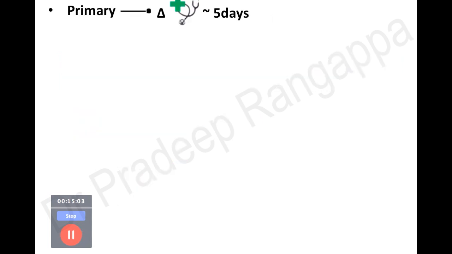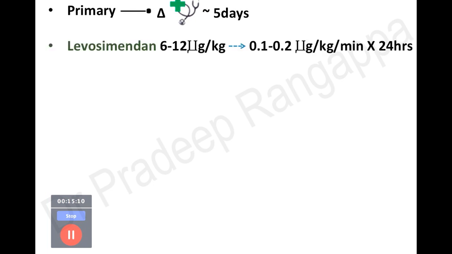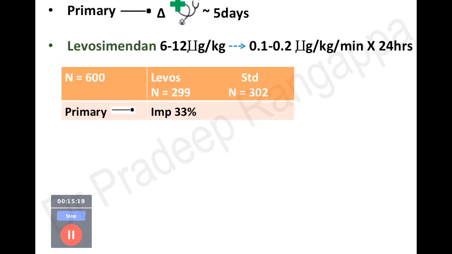Along with the REVIVE trial, there was a REVIVE 2 trial where the primary endpoint was to look at the change in the clinical improvement at 5 days. In REVIVE 2, they used levosimendan 6 to 12 micrograms per kg as bolus, followed by 0.1 to 0.2 micrograms per kg for 24 hours. So they had 600 patients in REVIVE 2. REVIVE 1 is what I showed, 1,200, which did not show benefit, and 299 in the levosimendan group and 302 in the standard group. So the primary endpoint was to look at improvement in the clinical symptoms by 33%.